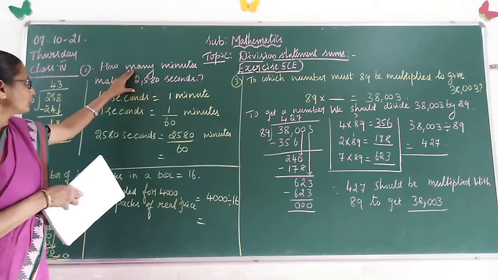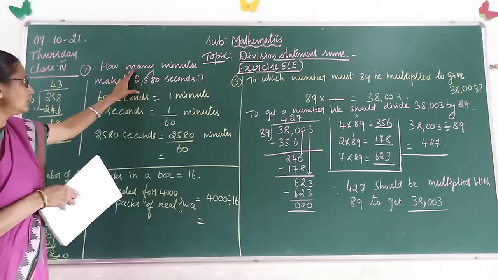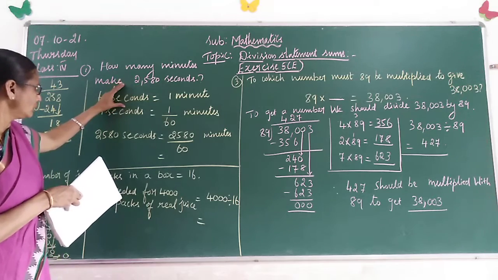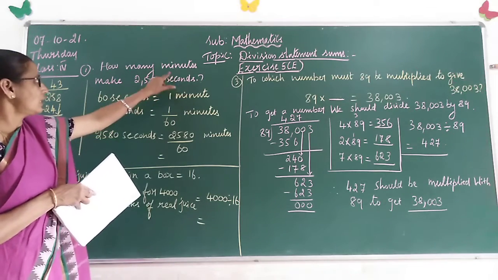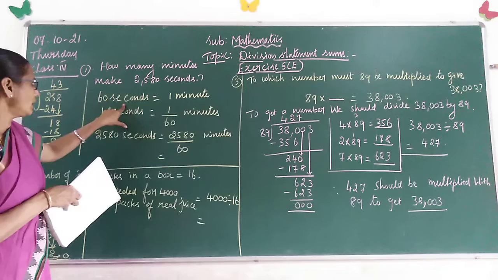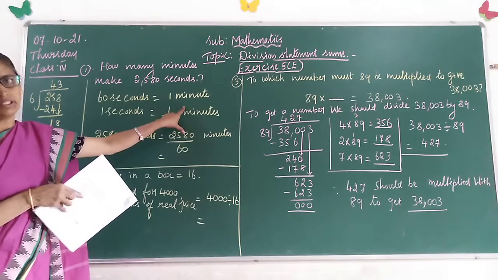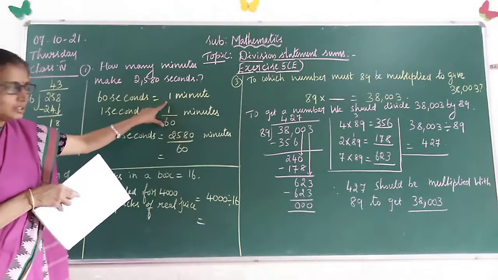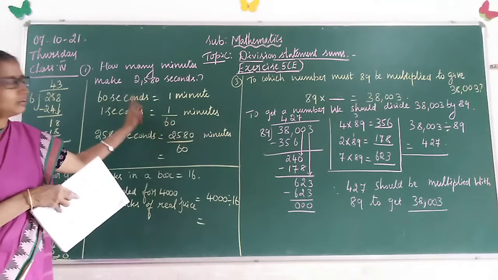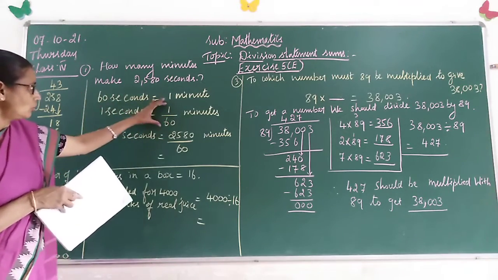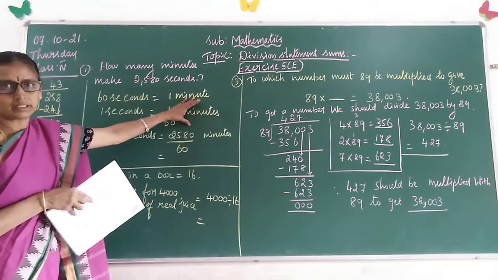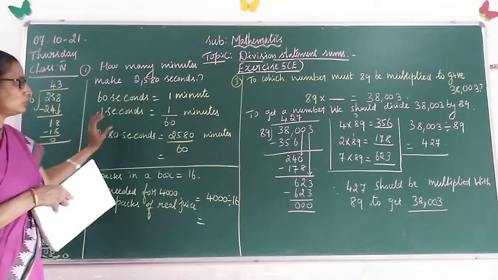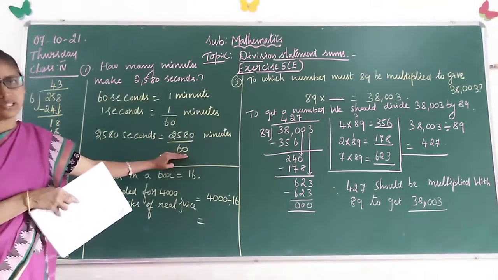We know that 60 seconds is 1 minute. You should calculate 1 second equal to how many minutes? 1 second equal to 1 divided by 60 minutes. Therefore, 2580 seconds equal to 2580 divided by 60.